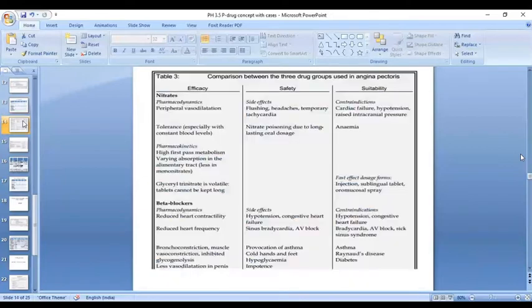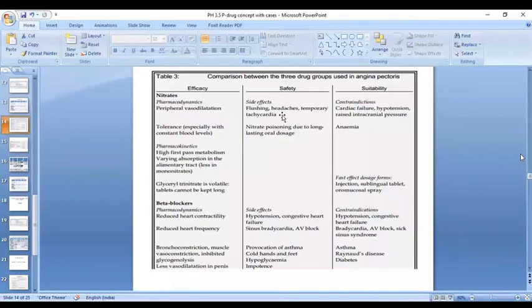If I go into more detail about this, then we will see that not only this, we have to understand more things about the pharmacokinetics also, and how they are not only efficacious but how safe they are and how suitable they are for different patients. For example, in nitrate, we know that they are efficacious now, right? But then we have to see how safe they are.